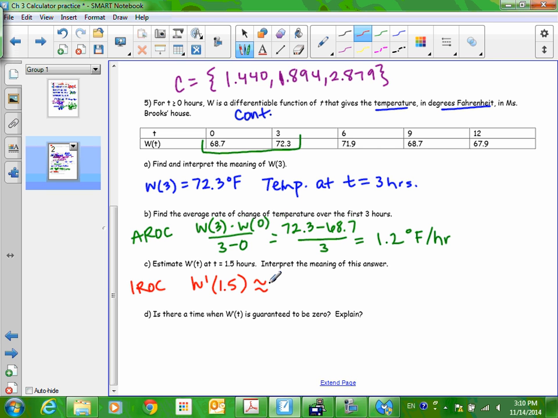So W prime is the rate of change. So I'm asking you to estimate the rate of change at the 1.5 hour mark. What's the temperature change in my house? What do you think? What would you guess? So not what's the temperature, what's the rate of change of temperature?